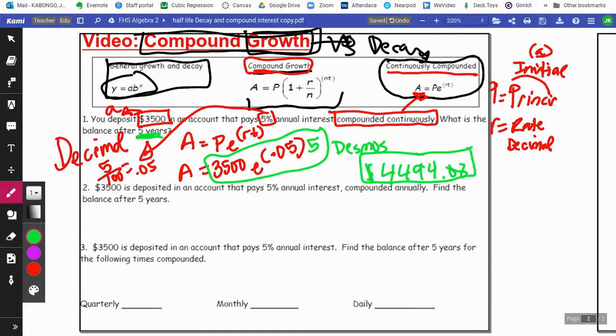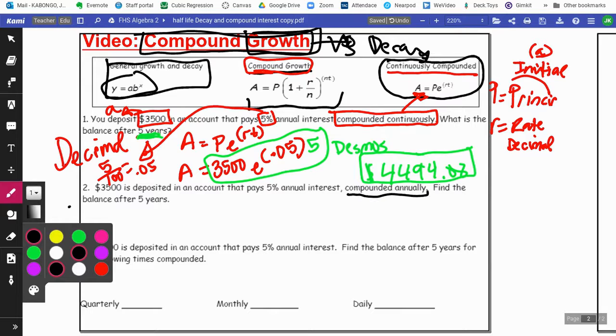All right, let's do number 2. Like I said earlier, you must look for keywords like compounded what. This one says compounding annually. It didn't say continuously, so it's referring to this formula right here. So we have to write that. A equals P, open 1 plus r over n, close, and then here goes nt. All right, we got this.